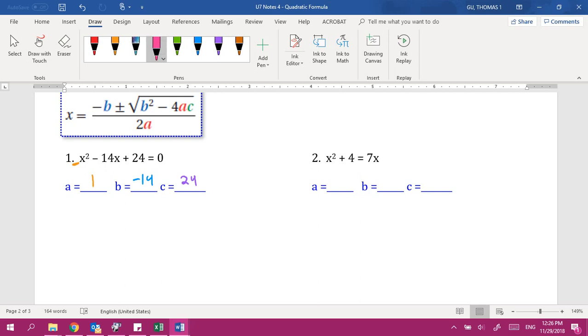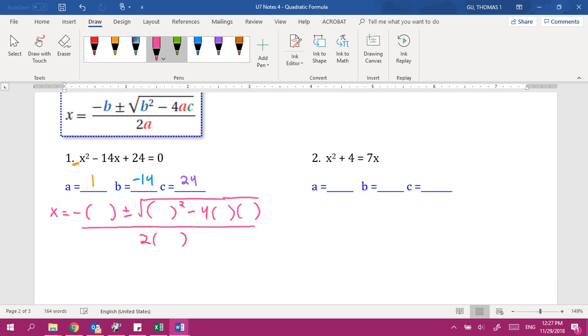Okay, so to avoid making mistakes, I like to write out the formula and just put parentheses everywhere I see a variable, right? So I'm going to write x equals negative, and then I leave a parentheses, plus minus square root of parentheses, because that's supposed to be b squared, minus 4 times a, parentheses, times c, all over 2 times a. And so now we fill in these parentheses with what our values actually are. Okay, so I want you to tell me what goes in each set of parentheses. What goes in this very first set right there? Which is? Negative 14.